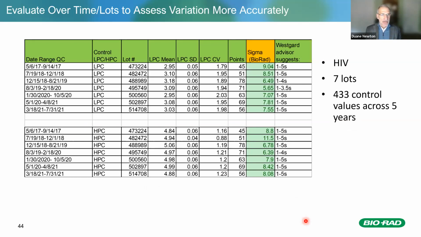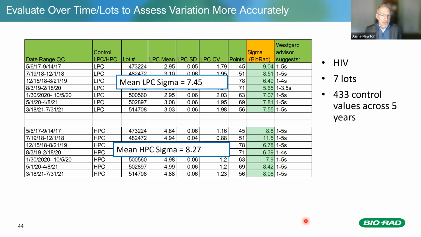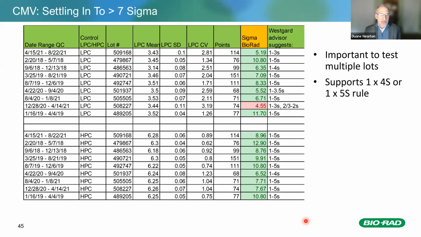This is data for HIV with different lots spanning 3 to 4 years, 7 lots of reagents, over 400 control values and 5 years. The mean sigma for the low positive was over 7, and for the high positive was over 8. So still consistently well performing. Based on those rules, Westgard suggested 1.5S, but the lab decided to be a little more conservative and used a 1.4S rule.